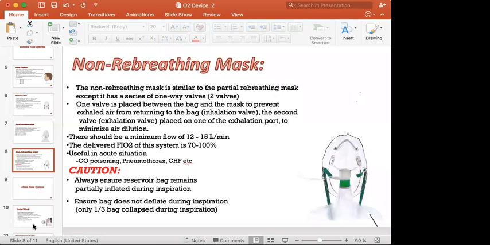Again, at the end of inhalation, at least one third of the reservoir bag should stay open to prevent collapse during the next breath.